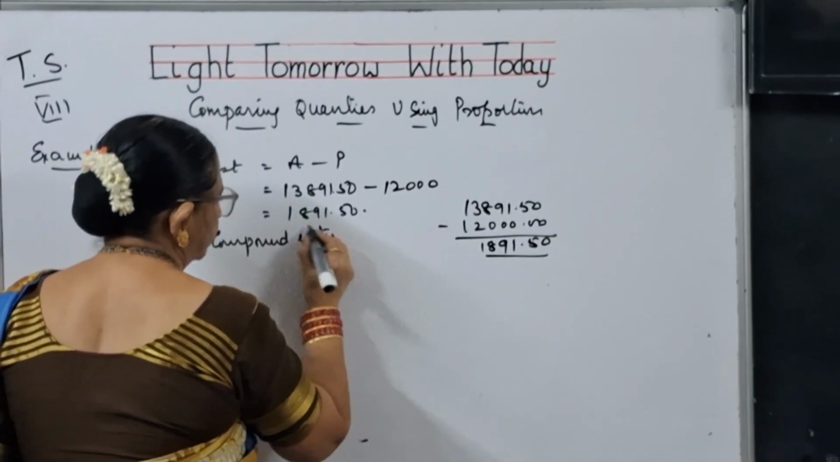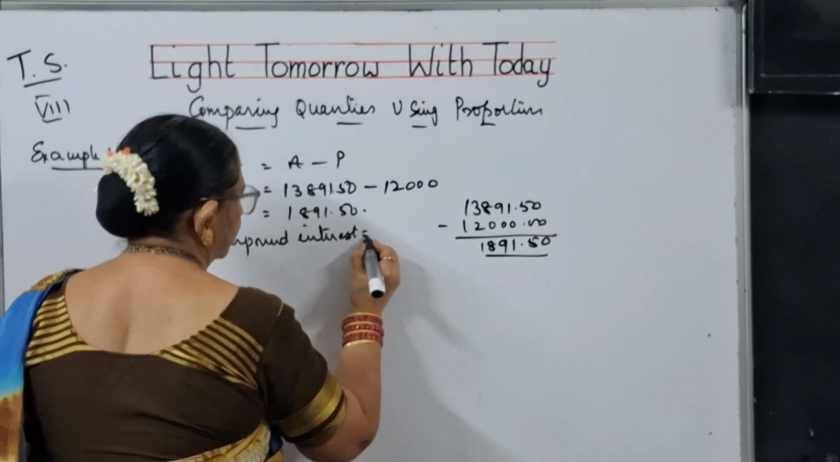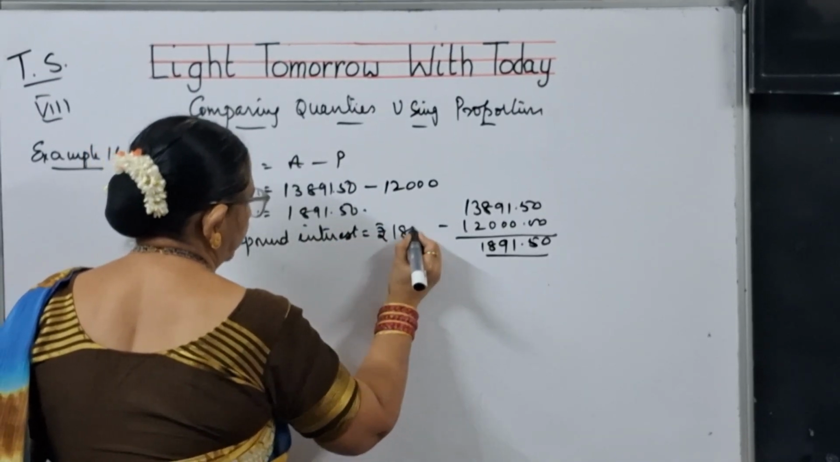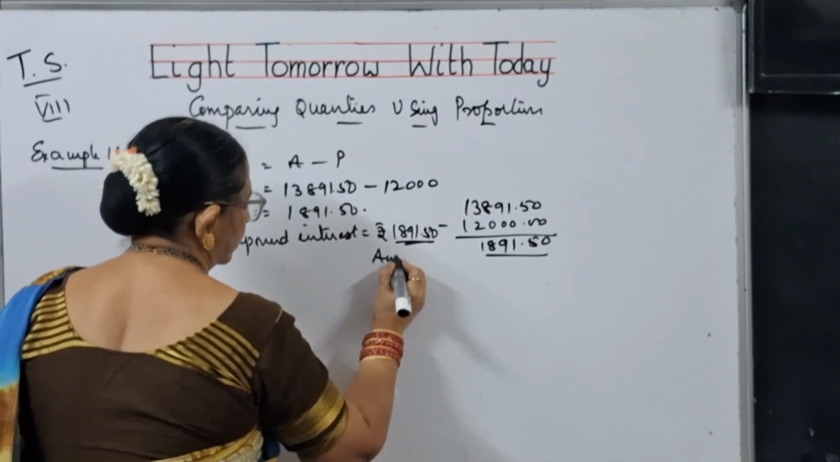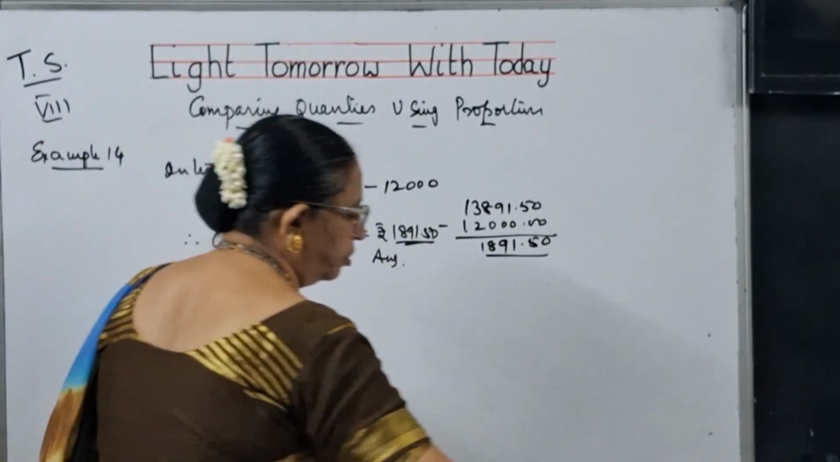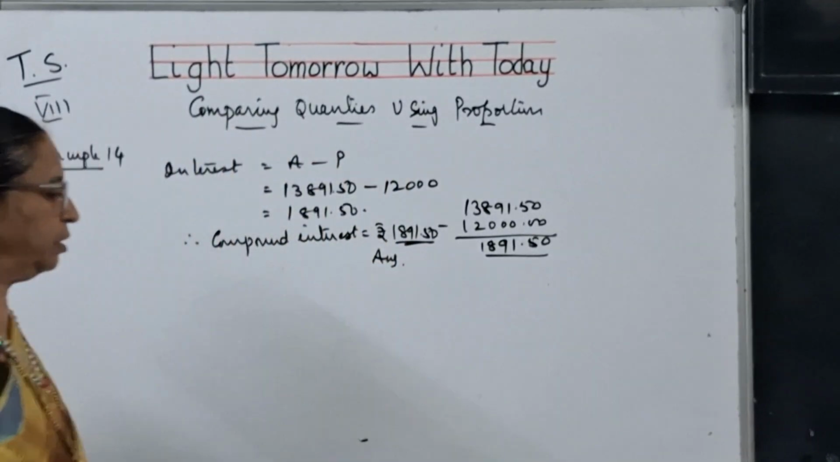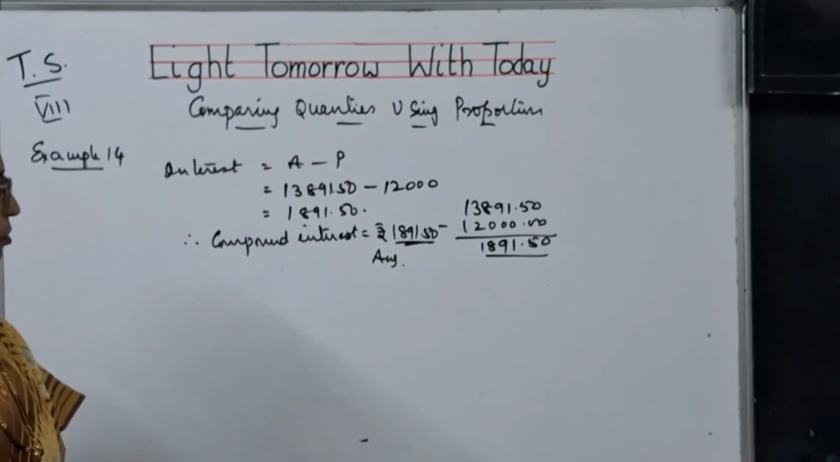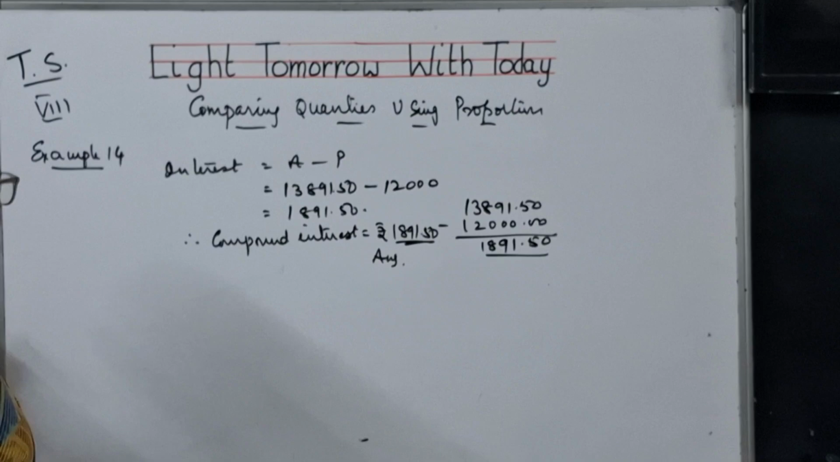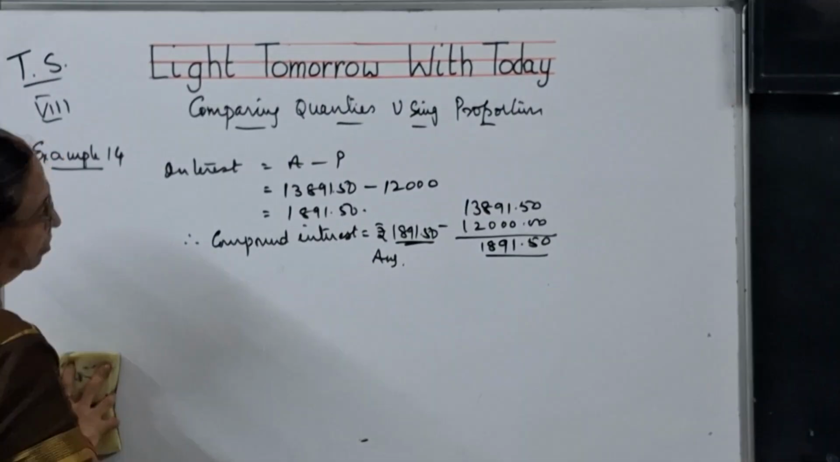Compound interest is equal to rupees 1891.50. So you have to find out the amount, and also you have to find out the interest for the 14th problem. So this ends the 14th problem, children. Please note it down.